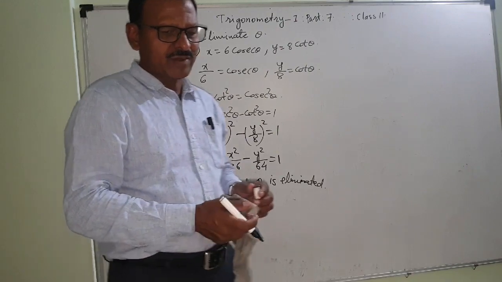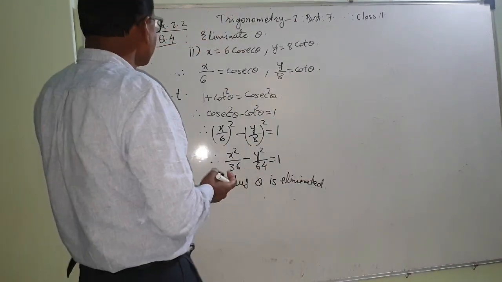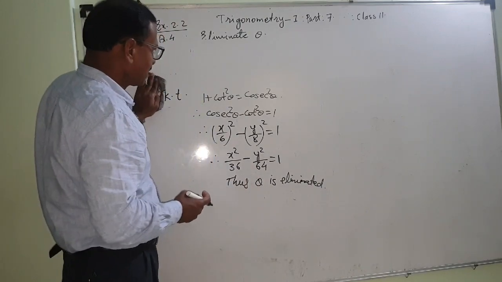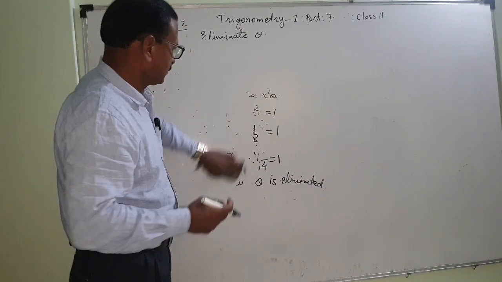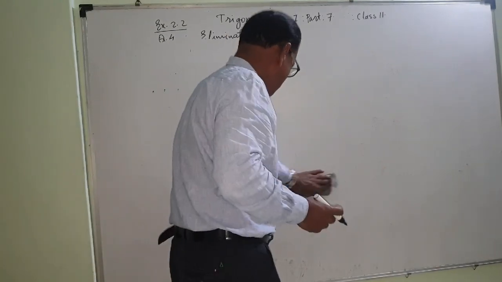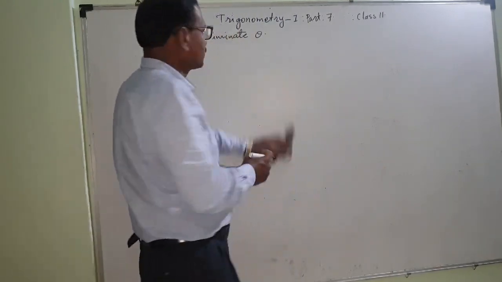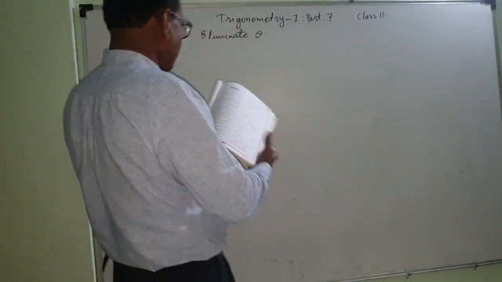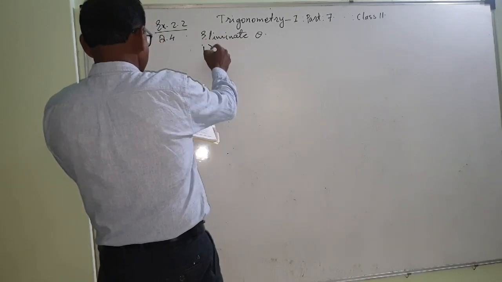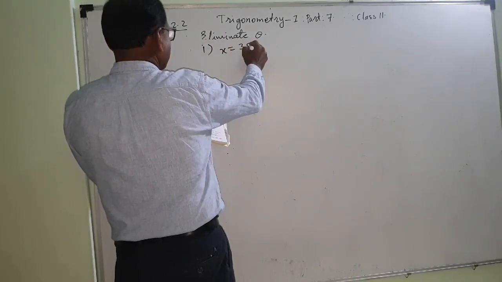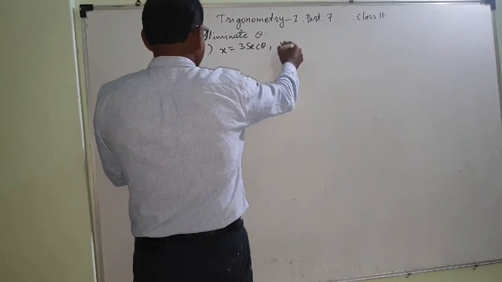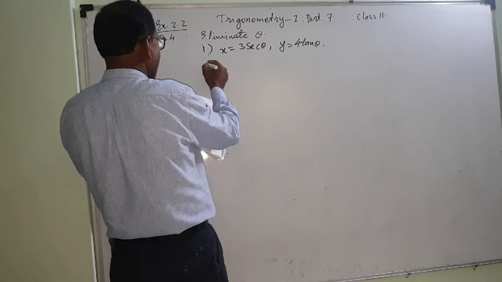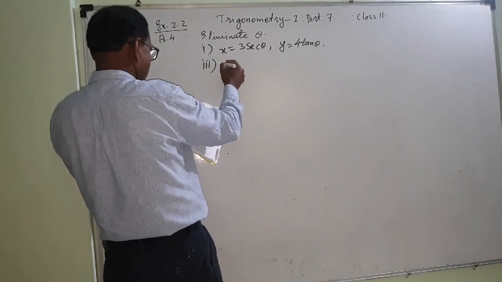So this question I will not do much in this. I will give you some of the questions for homework. You might have taken this. Eliminate theta. In that, some of the questions from the textbook I will give you. The first one is x is equal to 3 sec theta and y is equal to 4 tan theta. Second I have done. The third one I am giving to you.